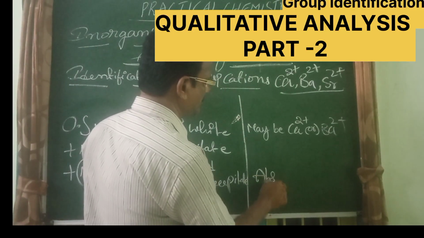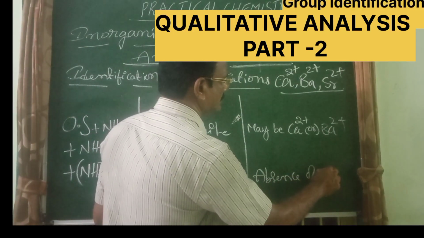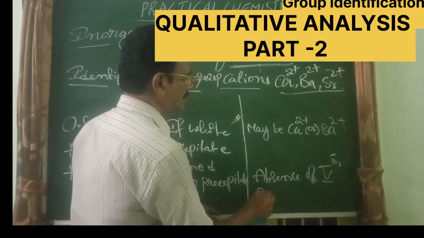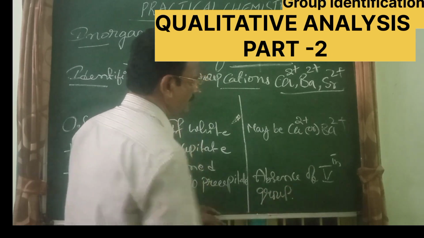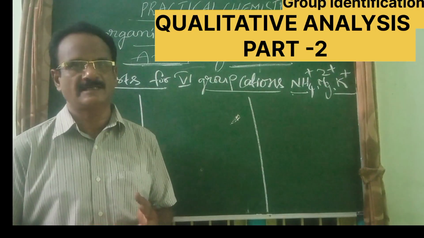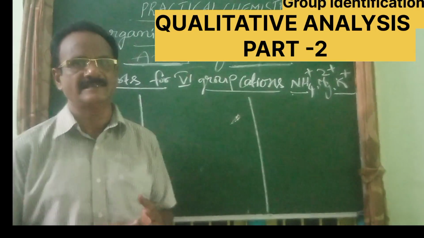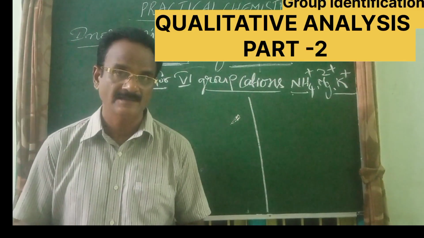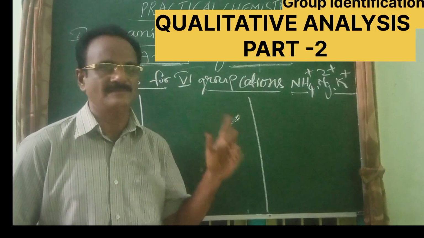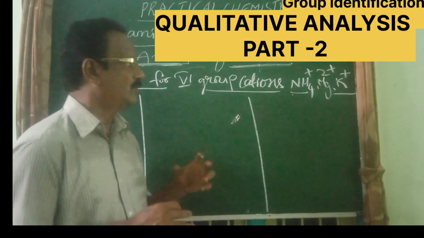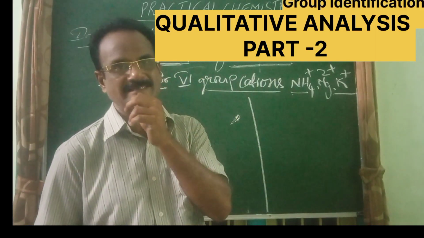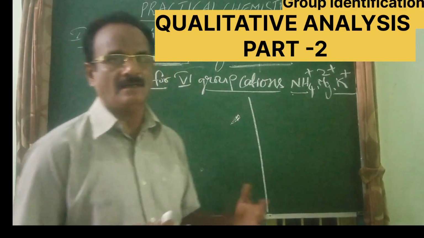Then what will be there? Absence of fifth group cations. If there is no first group, second group, third group, fourth group and fifth group cations in the given salt, the analyst has to test for sixth group cations, that is NH4+, Mg2+, K+. The most common cations of the sixth group given in the laboratory are NH4+ and Mg2+. K+ is a very rare cation in the laboratories.